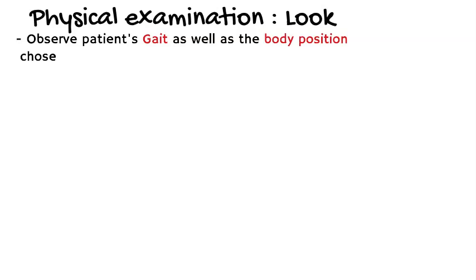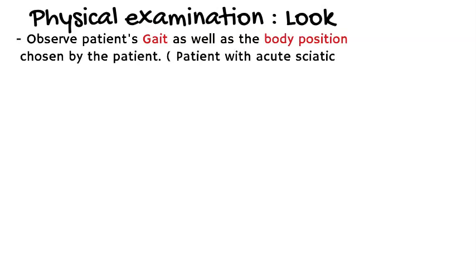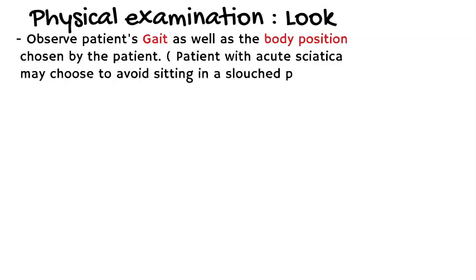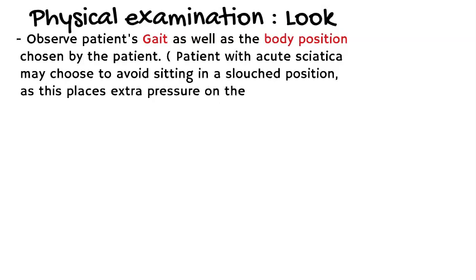For physical examination, start off with look. Observe the patient gait as well as the body position chosen by the patient. Patient with acute sciatica may choose to avoid sitting in a slouch position as this places extra pressure on the impinged nerve root.